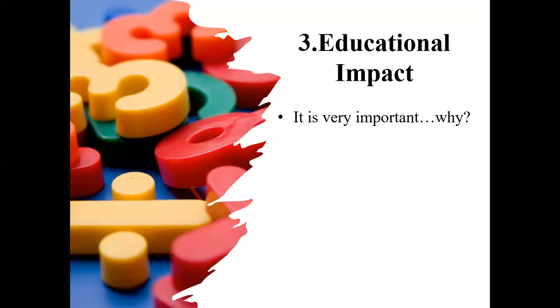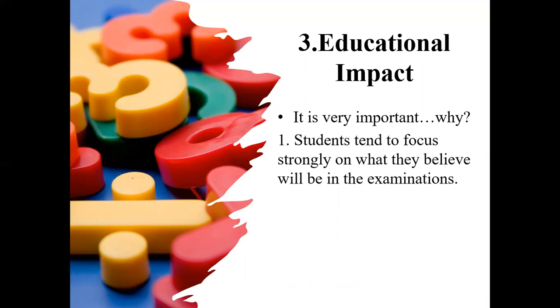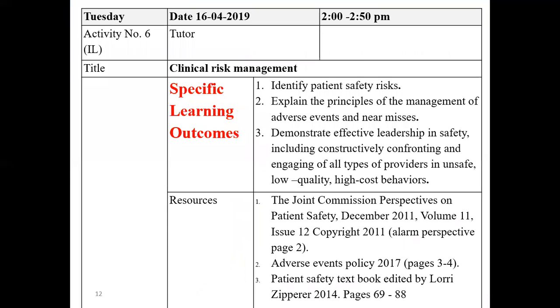Number 3, educational impact. It is very important, because students tend to focus strongly on what they believe will be in the examination. Students will prepare strategically, depending on the question types used according to the SLOs. Let's see this. This is a summarized study guide containing activity title, type of the activity, and specific learning outcomes. So the students will know how to identify patient safety risk. They should master how to explain principles of the management of adverse events and near miss and so on. So the exam should be aligned with the specific learning outcomes.